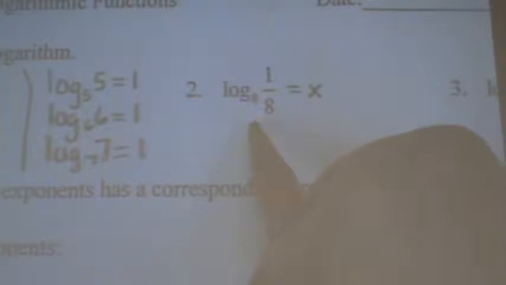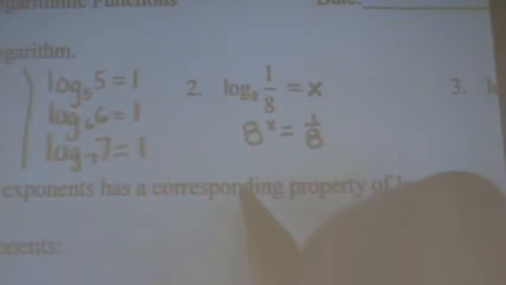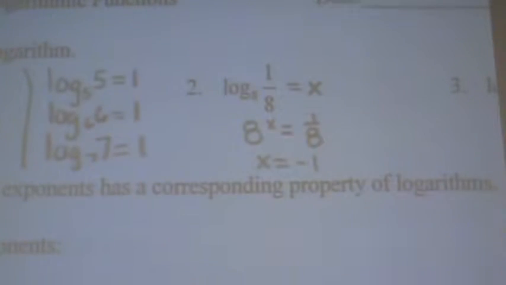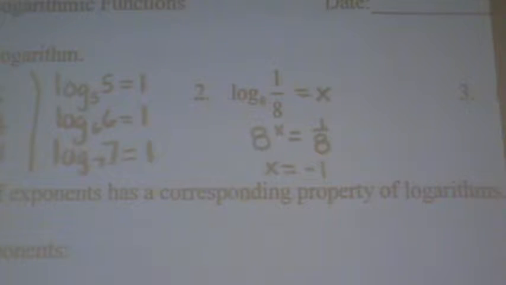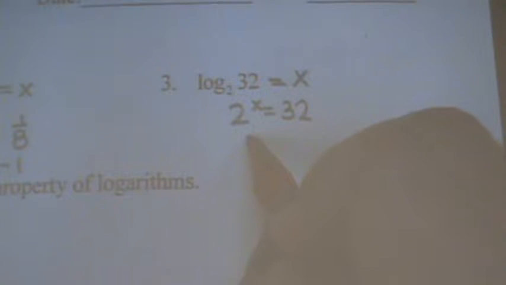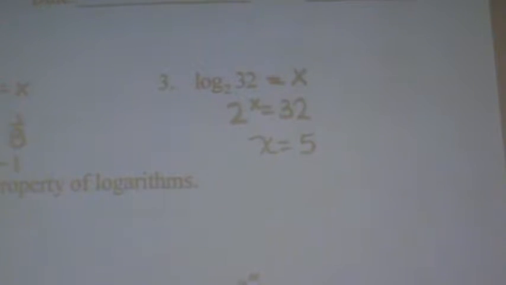Next, number 2. I want you to rewrite this. So 8 to what power is equal to 1/8? -1. Yep, x is -1. So we all know 8 to the -1 power is 1/8. And the last one, 2 to what power is 32? Yep, 2 to the 5th power is 32.